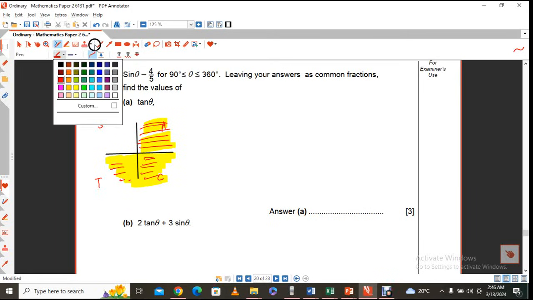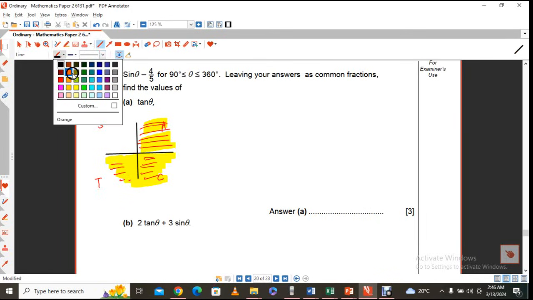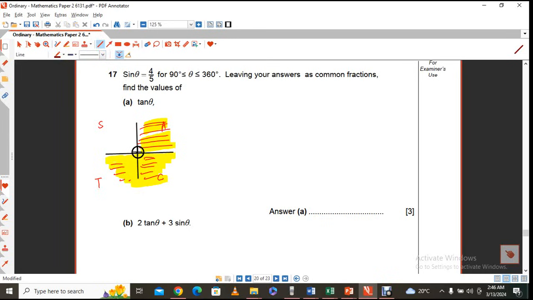Right. So that means that if I draw myself a right angle triangle from here to here, and it's 90 degrees, and the angle is here, theta. Sine is opposite, which is 4, over hypotenuse, which is 5. But here, if I have to calculate the value, remember the values of x here are negative.